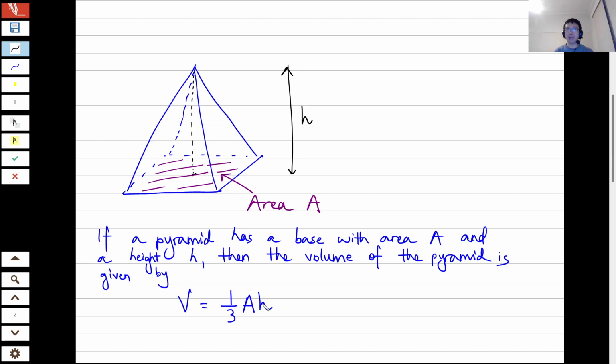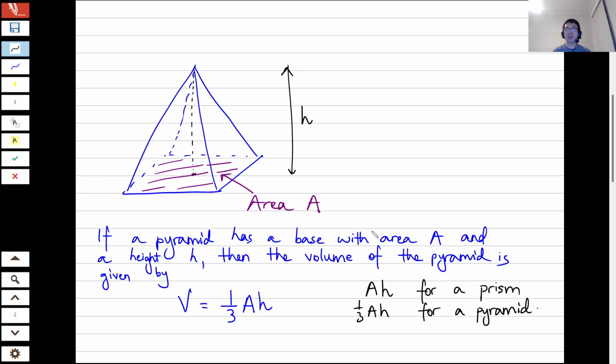So if you forget, we use A times h for a prism and 1/3 times A times h for a pyramid. If you're interested in why it's 1/3, I invite you to go online and have a look. It's not super straightforward. So for year 10 purposes, it's sufficient just to memorize this formula and use it to do calculations.